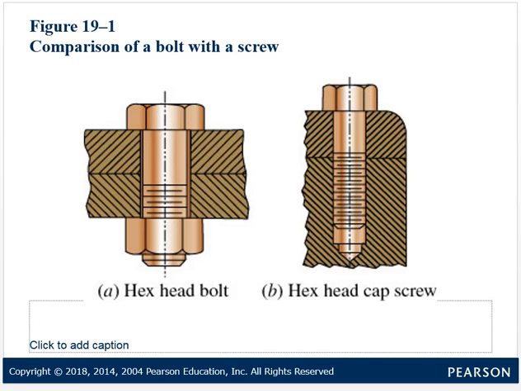Okay, so first terms I want you to think about is the difference between a bolt and a screw. The way the textbook defines this, the bolt usually goes through two members and has a nut attached to it, where the screw goes through one member and is threaded into the second one.